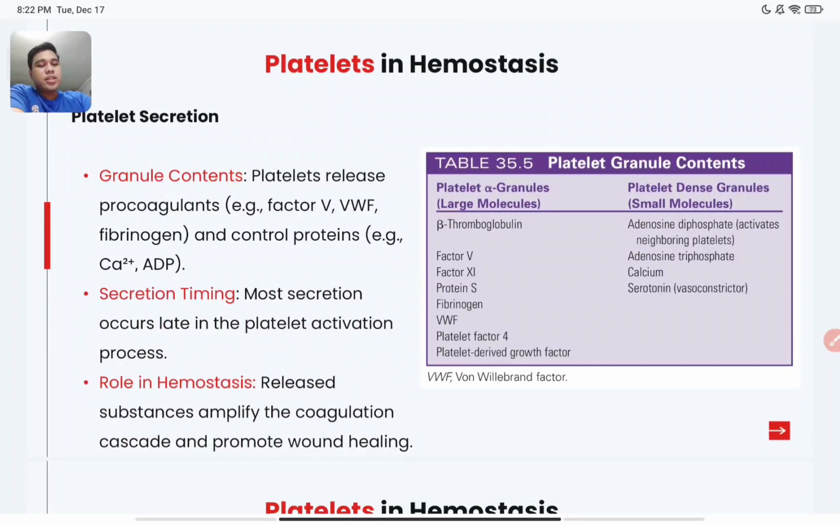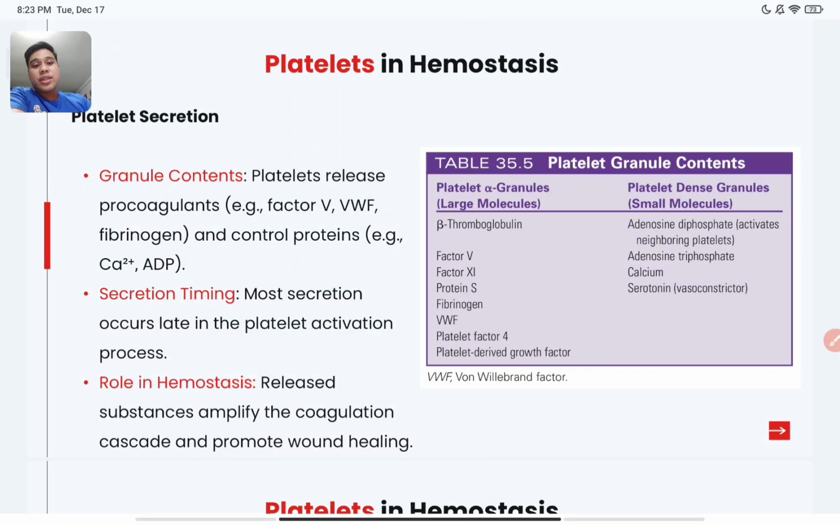So in platelet secretion, you have your alpha and your dense granules, right? On the picture or in the table, you have your alpha and your dense granules. It's just a review, we've finished this already, right? So we have your CAMAS or your calcium, ATP, ADP, magnesium, and your serotonin. So the granule contents, you have your platelet release procoagulants and controlled proteins.